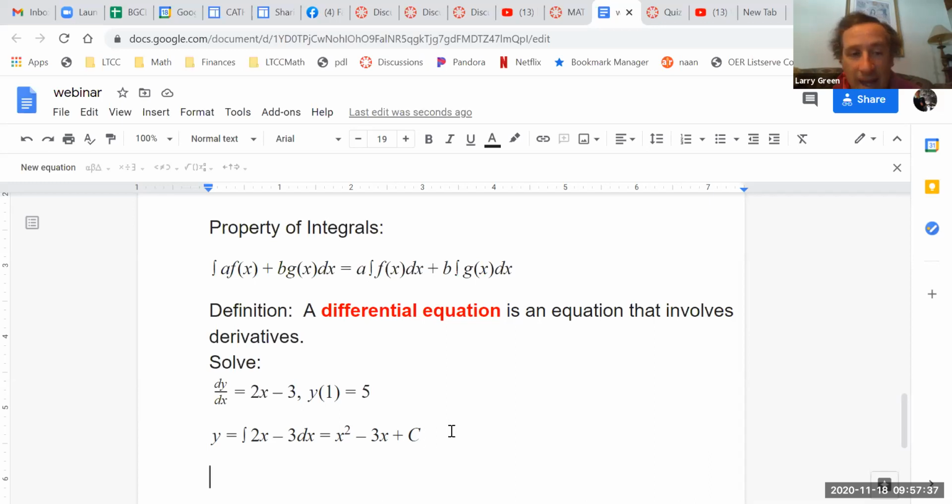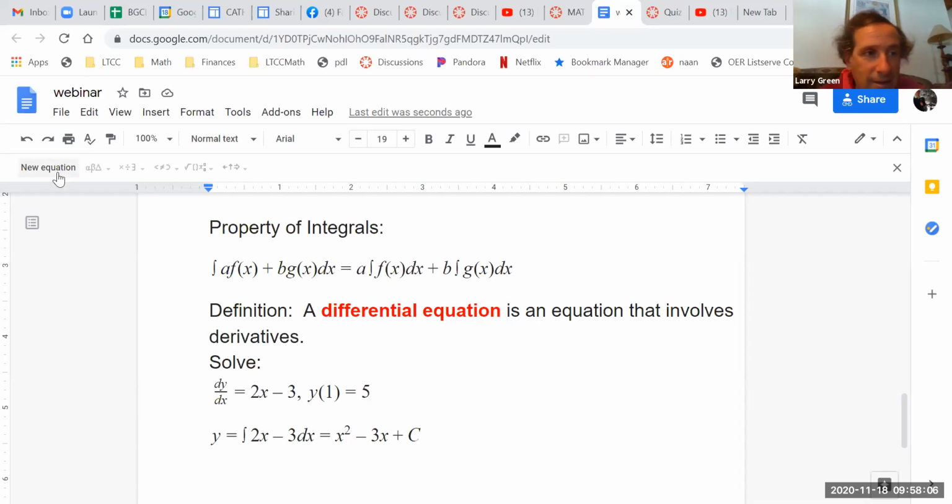So the next step is to find c. When I write y of 1 equals 5, this is very important. It's something you've had before calculus. We have 1 and we have 5. Which is x and which is y? This is not calculus, this is algebra. Which one represents x? Which one represents y? Yeah, x is the 1, y is the 5. Very important to know that.